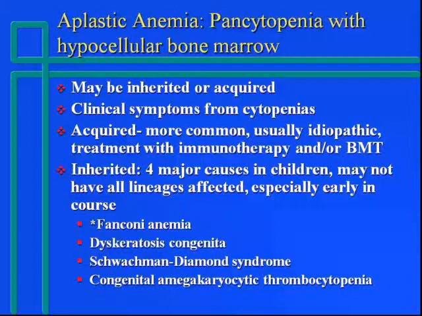There are several forms of inherited aplastic anemia to consider in the pediatric age range. These are all relatively rare, but there are 4 major causes in children. And I would just mention that when they present early on, they may not have all cell lineages affected. They may just have a single or maybe 2 cell lines down. The most common of these conditions is Fanconi anemia. There's also dyskeratosis congenita, which is a telomere problem. There's Shwachman-Diamond syndrome, and there's congenital amegakaryocytic thrombocytopenia.